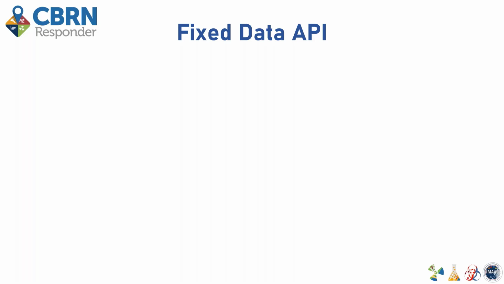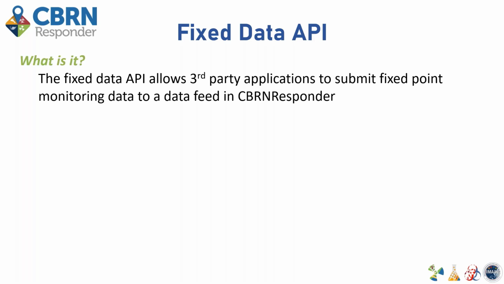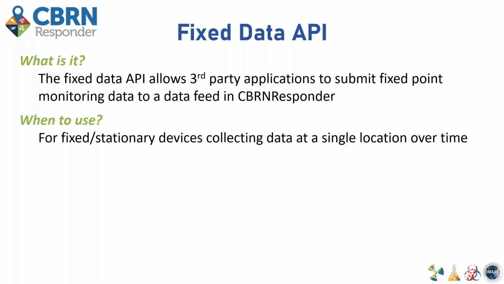So specifically, the fixed data API allows third-party applications to submit fixed point monitoring data to a data feed in CBRNResponder. So when do you use this? This is when you have a fixed or stationary number of devices. It doesn't have to be just one, it can be multiple, that are collecting data at a single location over time.